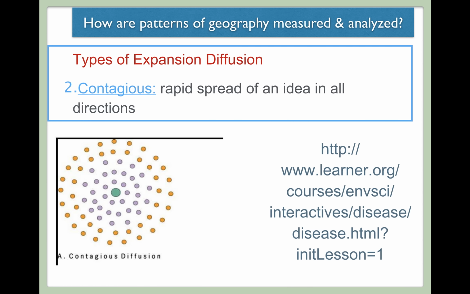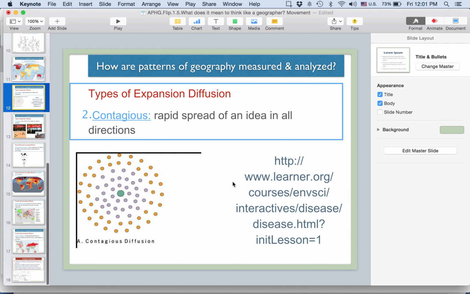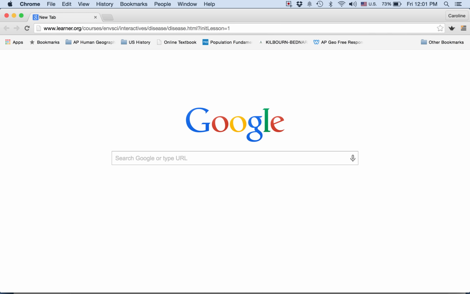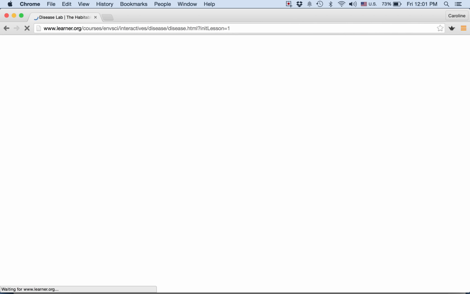Diseases tend to spread in a contagious fashion, where they're spreading to all of the people within proximity of that idea or place, and without regard to power or wealth, like hierarchical diffusion. Now I want to show you an example here of expansion diffusion. This is pretty cool.